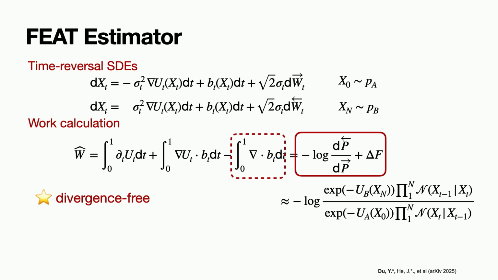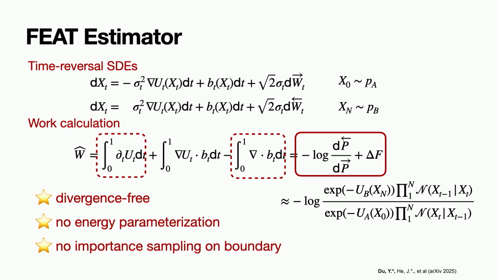In machine learning, we usually say when you have a continuous normalizing flow or something, if you have a divergence of the vector field, it's usually quite expensive, or you need the Hutchinson estimator to approximate. Also, you don't need to parameterize the energy, because all we need is the score. This is more practical, because in reality people find energy parameterization is worse than score parameterization. And also, we don't need importance sampling on the boundary. Why? Because if you parameterize the energy, then the energy you learned on the boundary may not match the energy that you want, so you need additional importance sampling.